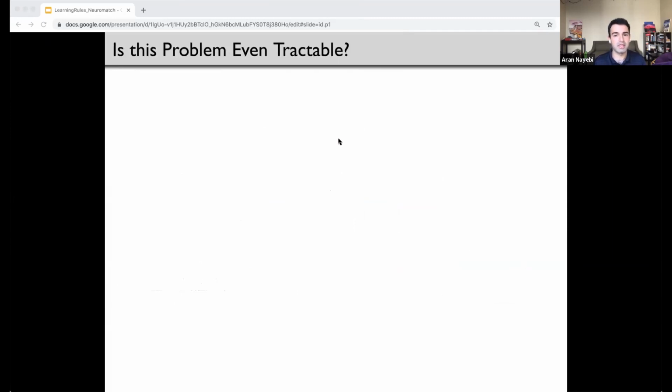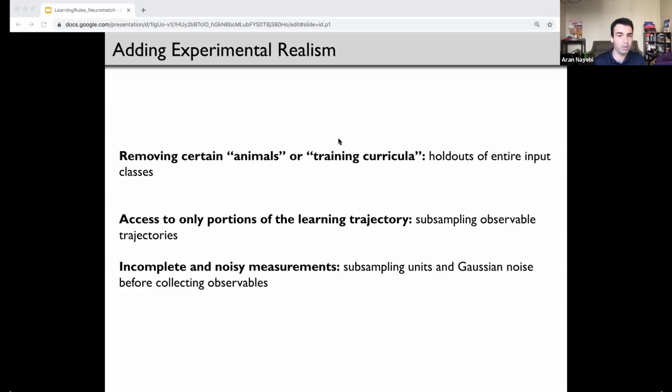First, is this general problem of identifying these learning rules on the basis of these statistics even tractable? Turns out the answer is yes. So across all classes of observables, the random forest, which is a simple nonlinear classifier, attains the highest test accuracy, and all observable measures perform similarly under this classifier. We next explore experimental realism in several ways.